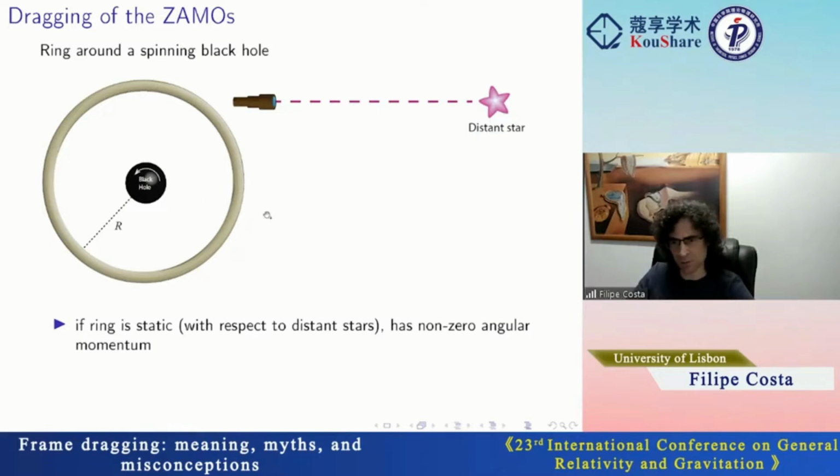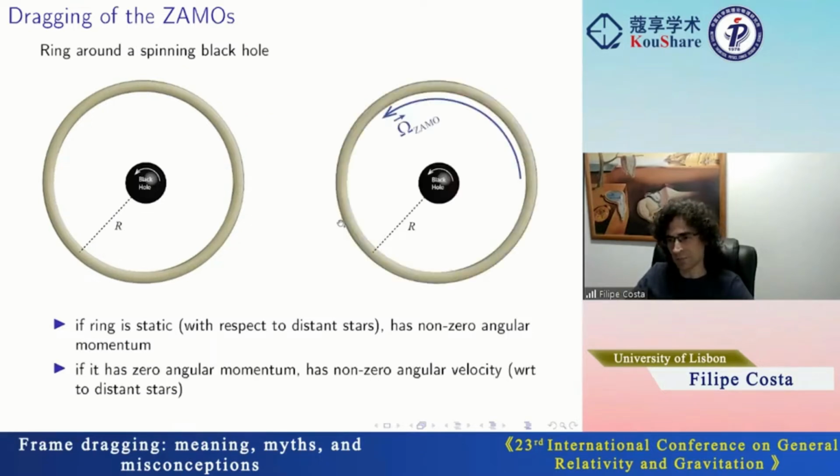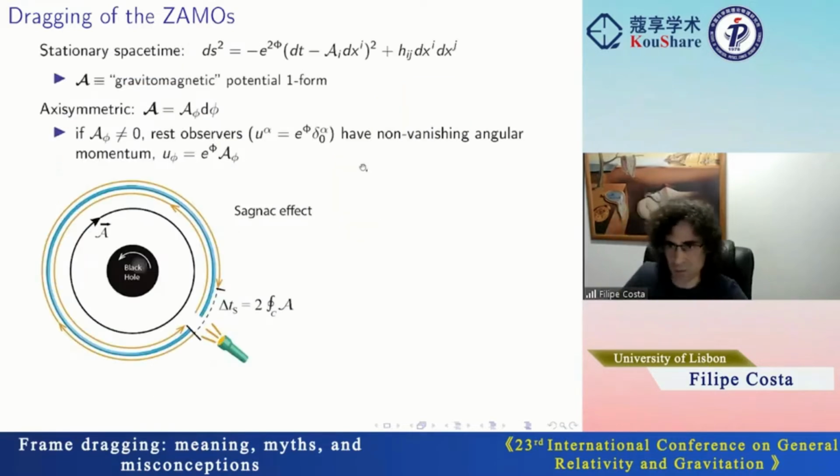So consider a spinning black hole and some ring around it. If the ring is static with respect to the distant stars, then it will have a non-zero angular momentum. Conversely, if the ring has zero angular momentum, then it will have non-zero angular velocity with respect to the distant stars. So let's see how these things work.